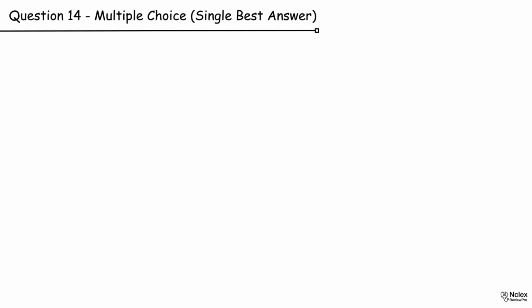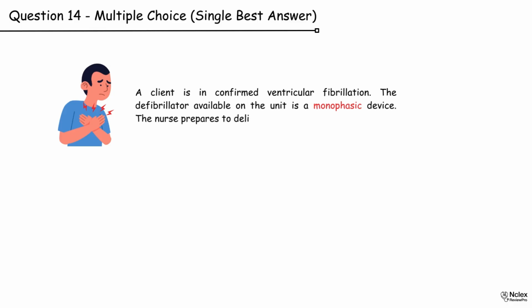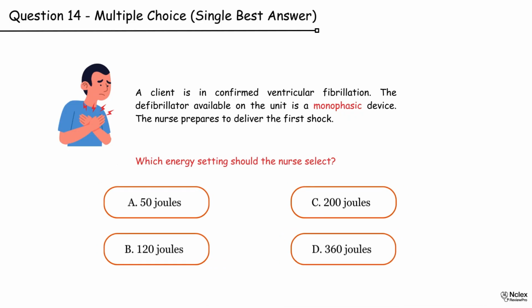Question 14. This is a multiple-choice question focused on defibrillation energy settings. A client is in confirmed ventricular fibrillation. The defibrillator available on the unit is a monophasic device. The nurse prepares to deliver the first shock. Which energy setting should the nurse select? A. 50 joules, B. 120 joules, C. 200 joules, D. 360 joules. Take a moment. This is one of those questions that rewards pure exam memory. Pause here if you need to.